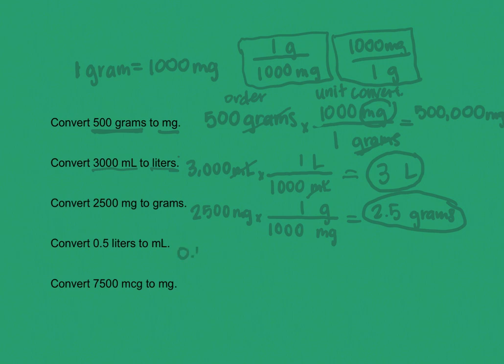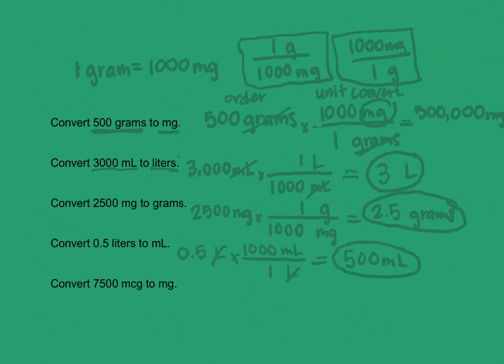We have 0.5 liters, and we are trying to switch that to milliliters. Again, bring out your conversion factor. Oh, I messed up. We have a liter on the bottom here. So 1 liter is equal to 1,000 milliliters. And then the liters would cancel liters. And here we go. 0.5 times 1,000 divided by 1, and we got 500 milliliters is equal to 0.5 liters.